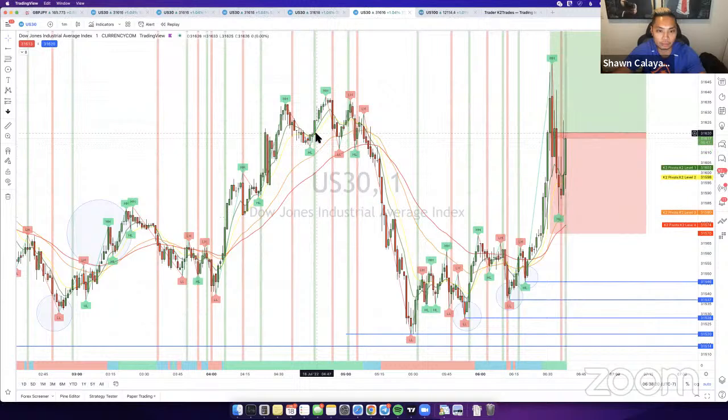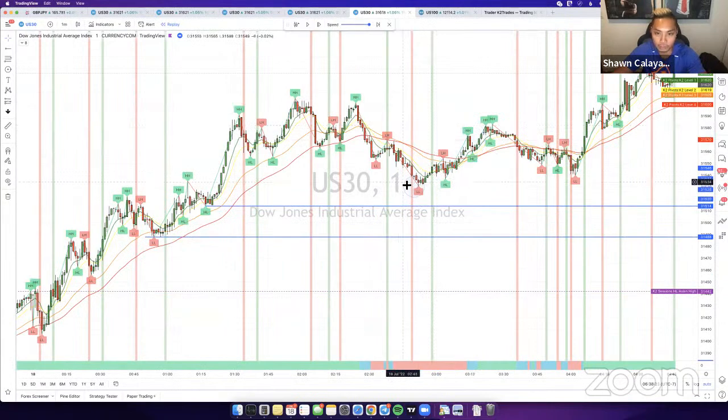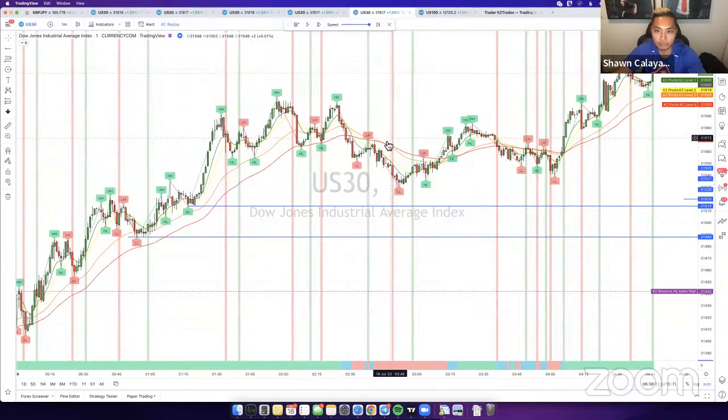So here is one right here. I'm just going to show you an example. These are things that you guys can confirm when taking a variation, or not really a variation, but more like an intraday entry or a pivot scalp.